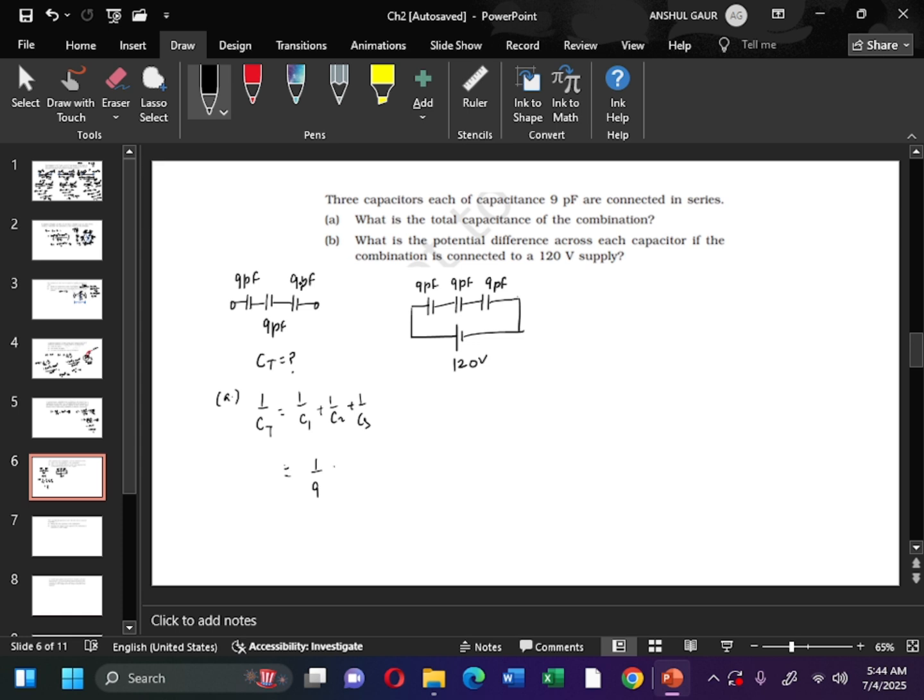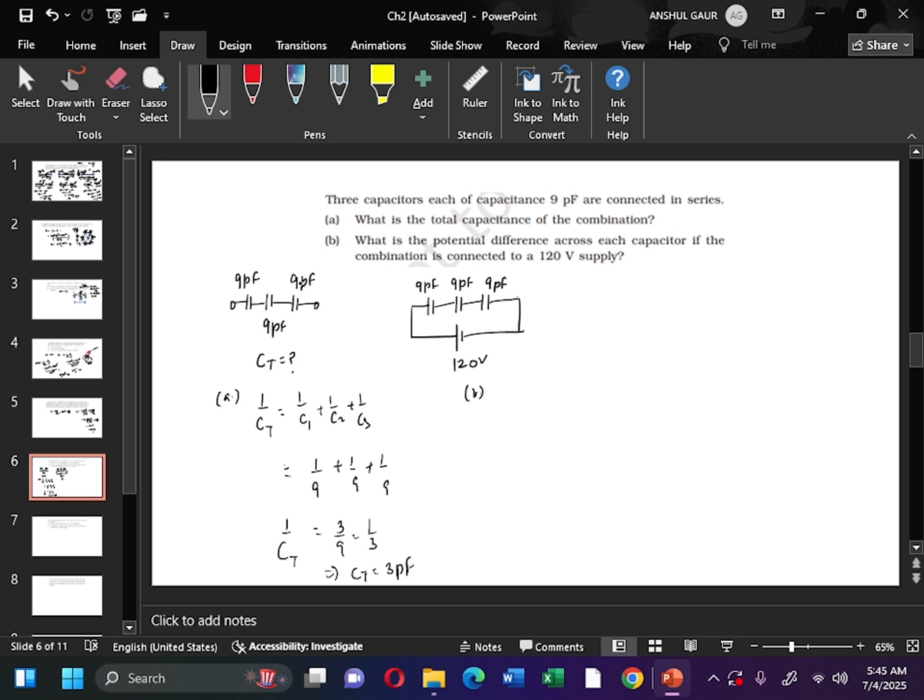So this is 1 upon 9 plus 1 upon 9 plus 1 upon 9, which is equal to 3 upon 9, and which is equal to 1 upon 3. So 1 upon Ct is equal to 1 upon 3, or we can say that the total capacitance is 3 picofarad. So this is the answer of the first part of the problem.